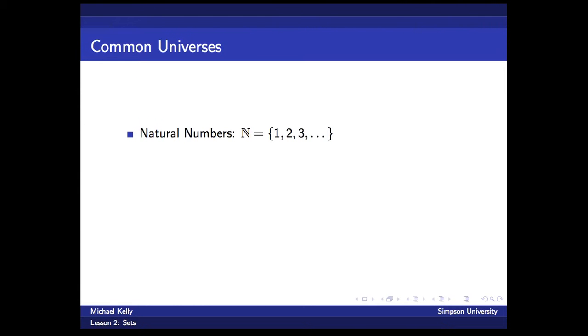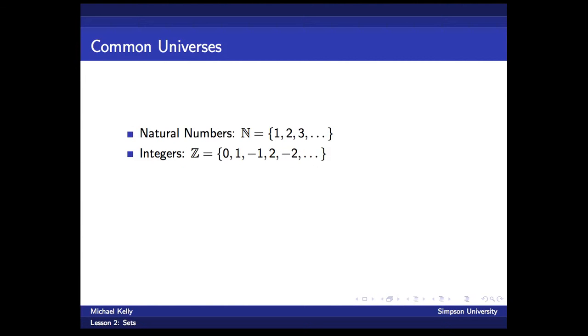There are some common universes. One is the natural numbers, which is also known as the counting numbers, 1, 2, 3, 4, 5, 6, 7, and so on. The integers are 0, plus and minus 1, plus and minus 2, plus and minus 3. So we're building up here. If we take the natural numbers, the usual counting numbers, and add in 0, as well as the negatives, we get what we call the integers.